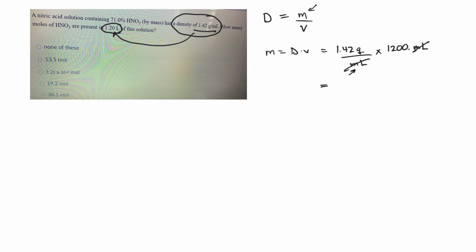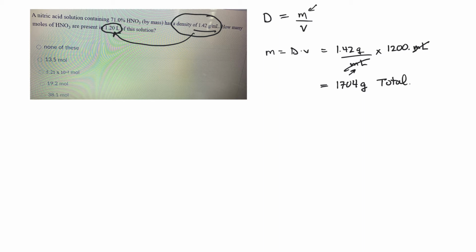Calculator. So it'll be 1.42 times 1200. So that gives me 1704 grams. So that is the mass of the total solution. So this is how much is in the total solution.